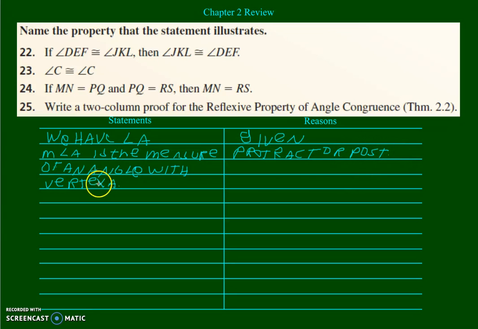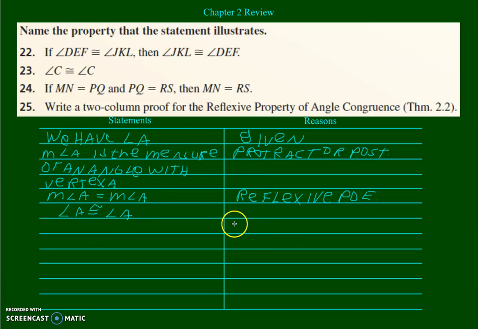Now, since we have the measure of angle A, we can go ahead and say the measure of angle A equals the measure of angle A. This is the reflexive property of equality. And then based on that statement, we can say angle A is congruent to angle A.